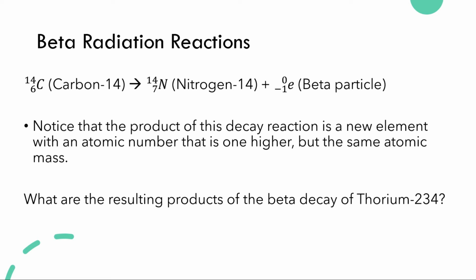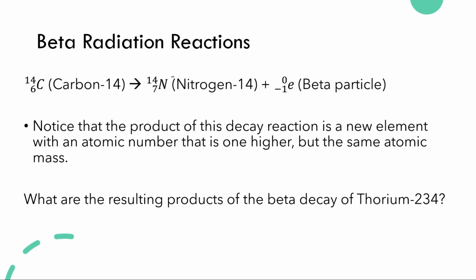So up at the top, we've got carbon-14, 14 over 6 C. Remember, this is our mass number and this is our atomic number. So we've got carbon 14, which is decaying to nitrogen 14 plus a beta particle, which is just an electron with a 0 and a minus 1.